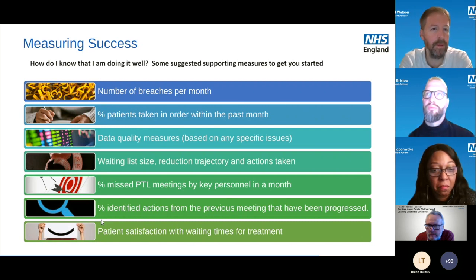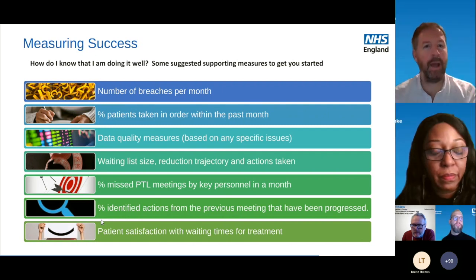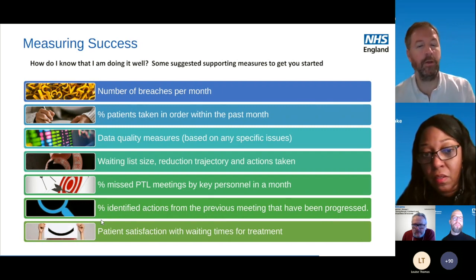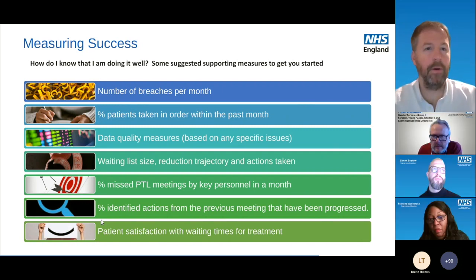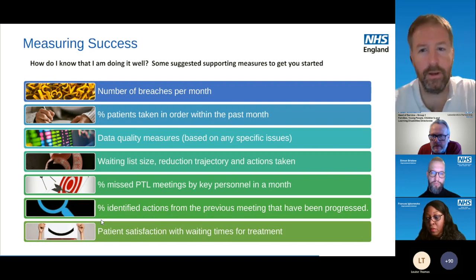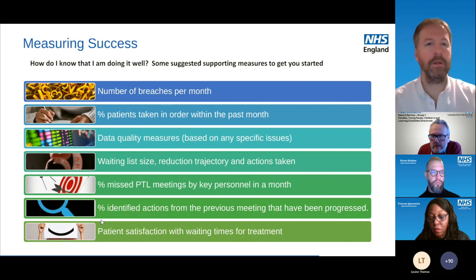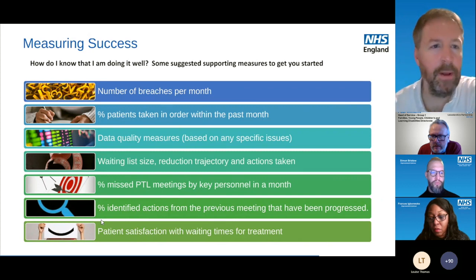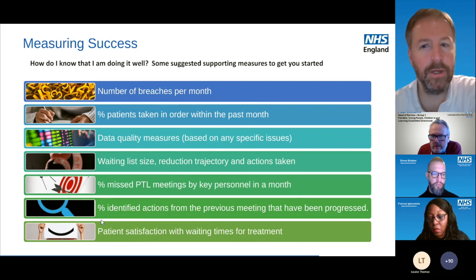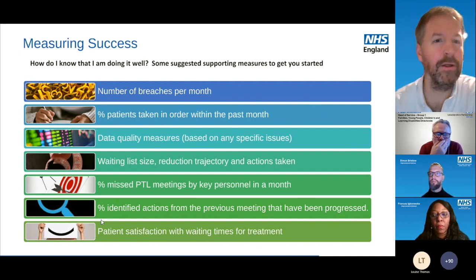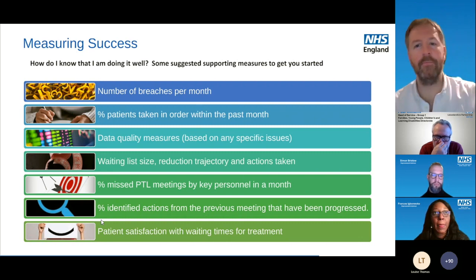These are some of the questions that maybe you want to be asking at the strategic board level. How many people are breaching per month? Hopefully that number will be going down, and you could be looking at that as a raw number, or possibly as a proportion of your waiting list size. And we talked about making sure that people receive equitable treatment subject to clinical urgency. So maybe looking at some indicators like the proportion of people who are taken within date order, so you're identifying if there are any outliers in terms of appointing people in some sort of maverick way. A number of data quality measures.